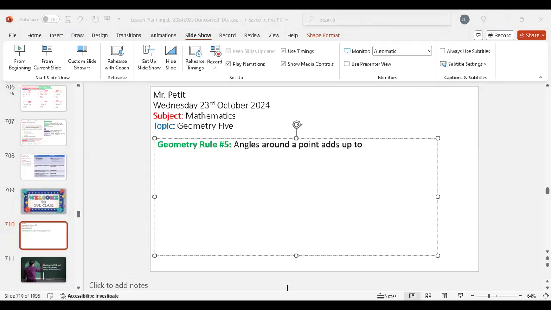Michael says 182. Adrian, you think it's 270? Adrian, where's Adrian? Adrian, I can't hear you. Can y'all hear him? No, sir. I can't hear him either. Eronique Burrows, what do you think? Angles around the point add up to what?